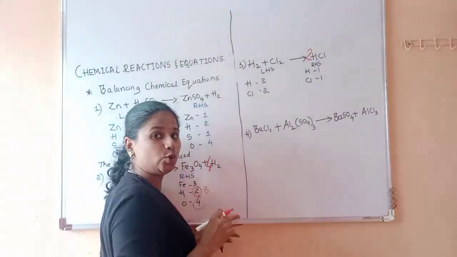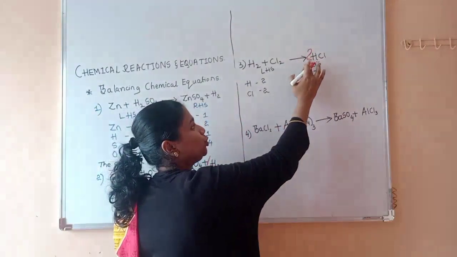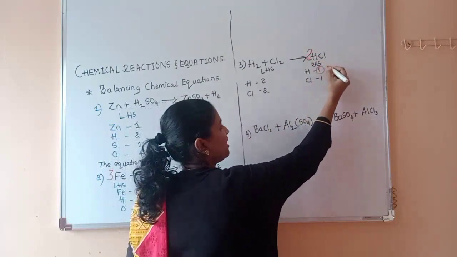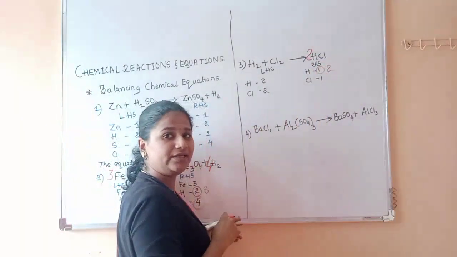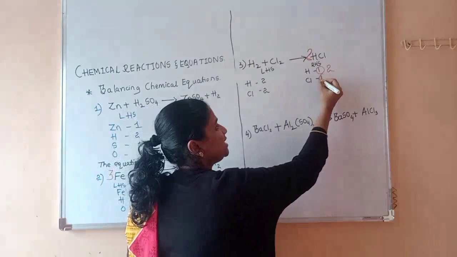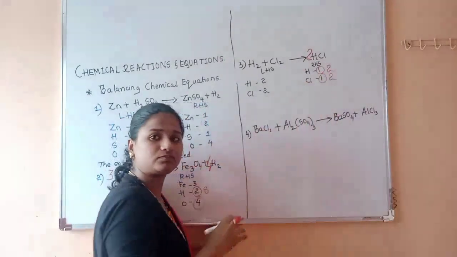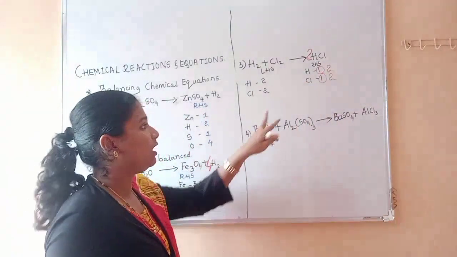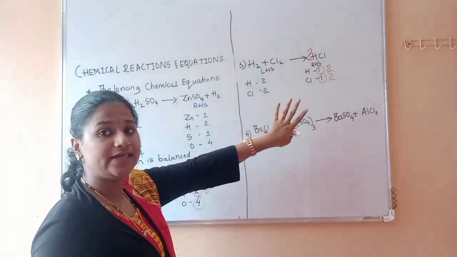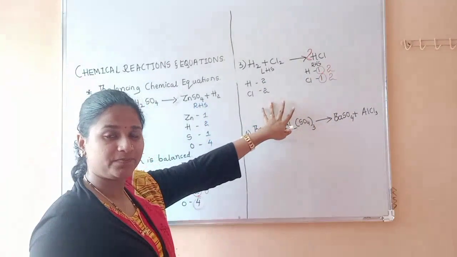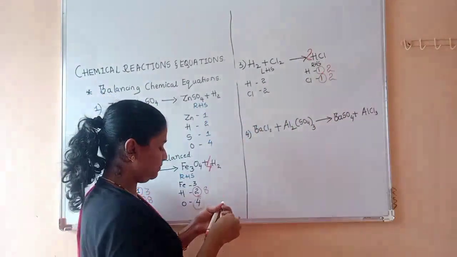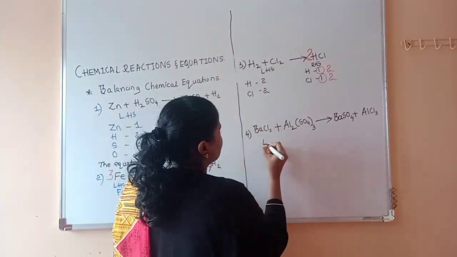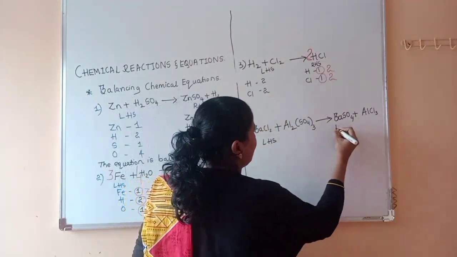I am writing 2. When I write 2, 2H. So H became 2, right? 2Cl. Cl became 2. Now, when you see, the equation is balanced. Right? Next example. So, let us take LHS and again RHS.